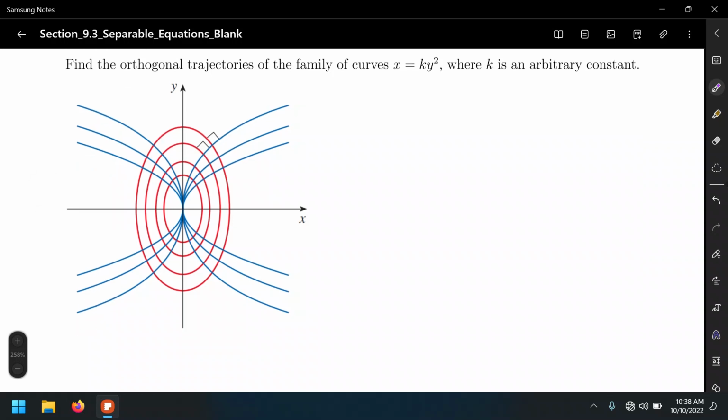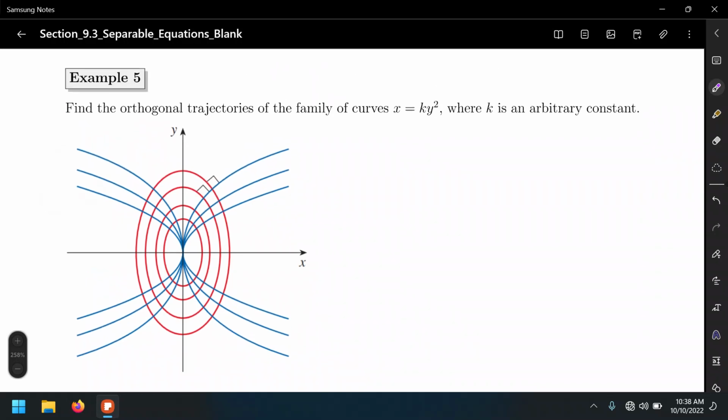So this is what we have to do. Number one, we need to find the derivative for this function, and in fact we're going to use implicit differentiation, because if you try to solve for y, that's going to give us y equals plus or minus the square root of x over k, and we don't want to have trouble with two different solutions, so we're going to do it in implicit form.